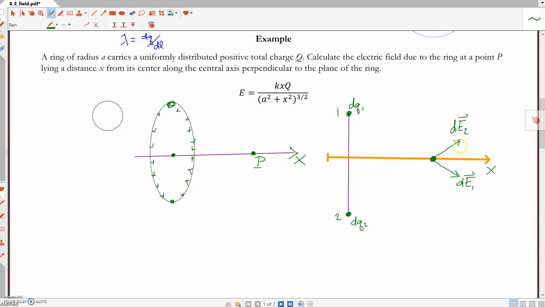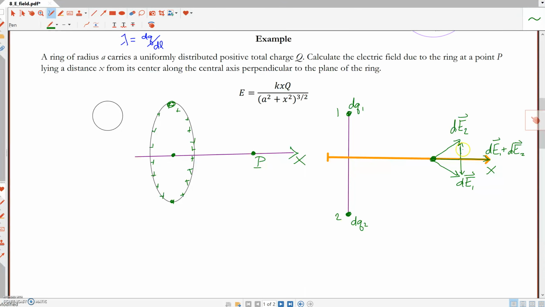Well, the vertical components are going to cancel with each other. They are equal and opposite, and all I have left is a component in the horizontal direction. So this vector is the sum dE1 plus dE2. There. Okay.